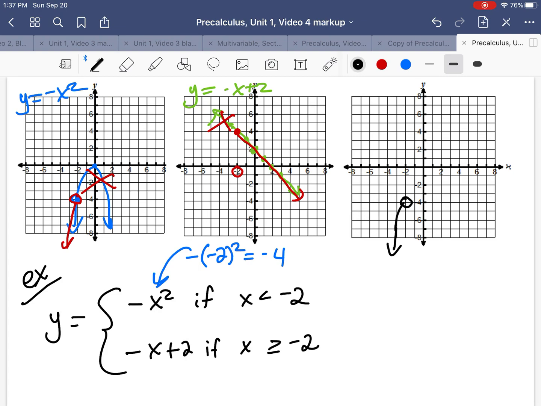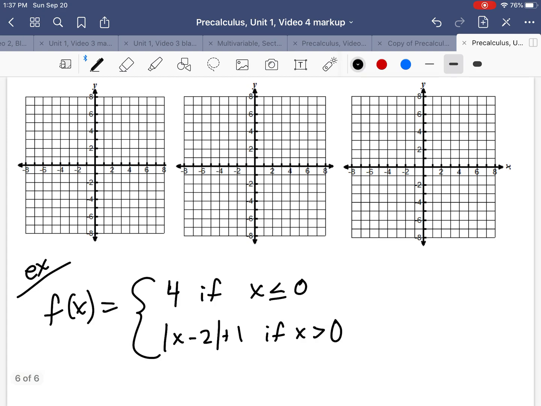Anyway, then I want the red part from the green graph over here. So that one started at negative 2, 4. So negative 2, 4 was right there. And it went down 1 over 1. So it went like this, and it just keeps going. Okay, so that's my piecewise function.